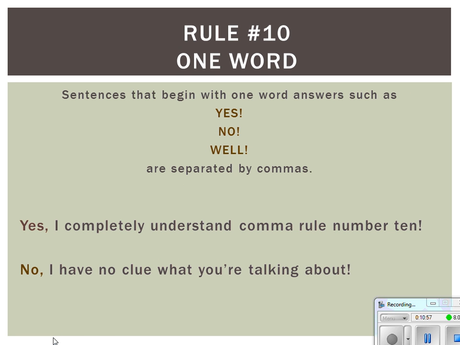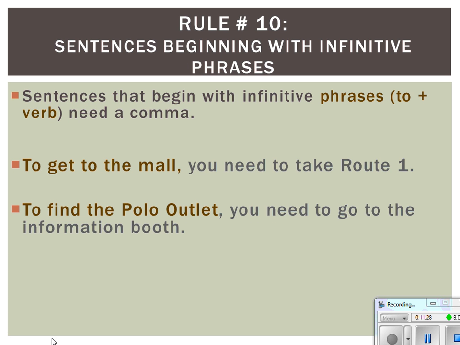We also have single words, okay? Yes, no, well, all these get separated by commas. So, "Yes, I completely understand comma rule 10." That's a single word expression that introduces the complete sentence. Completely understand. Or "No, I have no clue what you're talking about." Again, here's my subject, here's my verb. So in this case, no is my introducer. So again, with these one-word expressions, just make sure you use a comma after them.